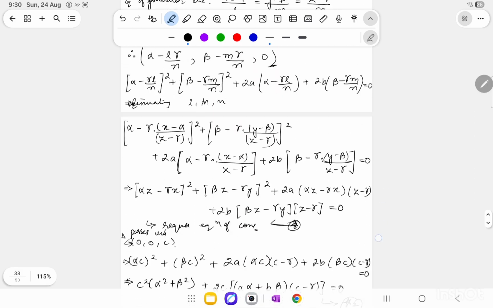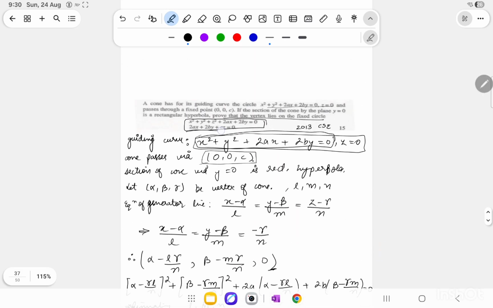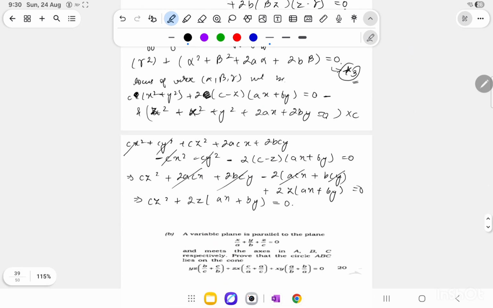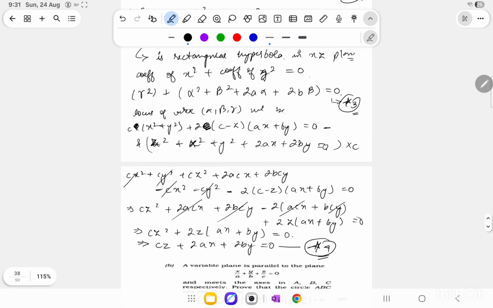And we are supposed to prove our locus as this term and x square plus y square. Okay, so we are almost there. Which is basically cz plus 2ax plus 2by equals 0. So this term, let's name it as star 4, and this term star 3, together basically represent the locus. So star 3 and star 4 together represent the locus of vertex of cone.